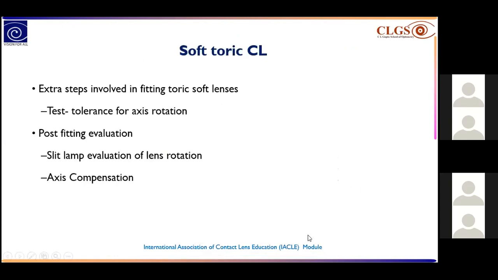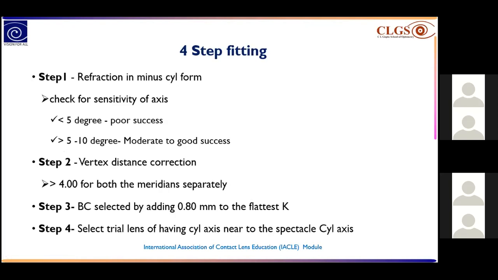So next is soft toric contact lens. There are a few extra steps involved in soft toric contact lenses. First, we have to test the tolerance of the axis rotations. While doing subjective acceptance only, you have to check this tolerance level of the axis rotations. And in the post fitting evaluation, there are extra steps which involve lens rotations, and if the lens is getting rotated, then you have to compensate that amount of axis into the spectacle axis. How we will do that, I'll discuss in the further slide.